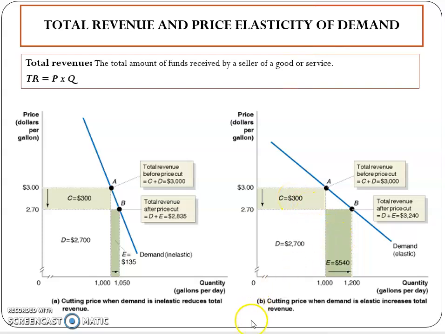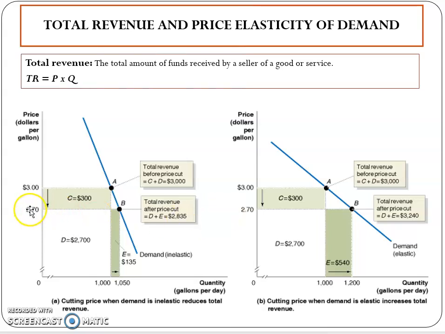This reminds us that when we face an inelastic demand curve, lowering our price would lower total revenue. But if we face an elastic demand curve, lowering our price would raise total revenue. The reverse is true as well.